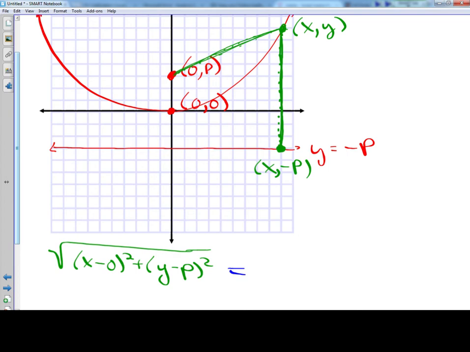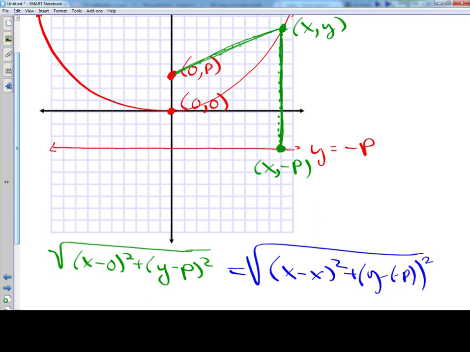Wait, what's the other distance? Well, let's take a look at those. It's the square root of x minus x, quantity squared, plus y minus a negative p, quantity squared. Okay, I'm just going to draw it in blue, so you know what I'm talking about. The green line is the green part of the equation. The blue line is the blue part of the equation.